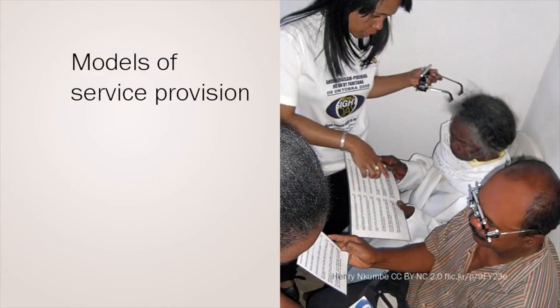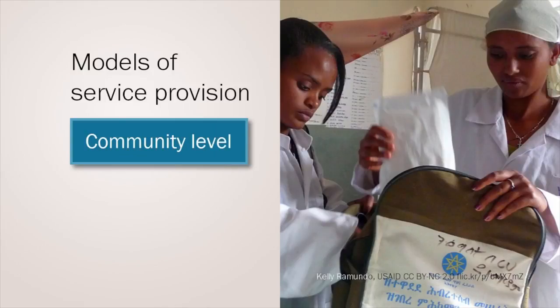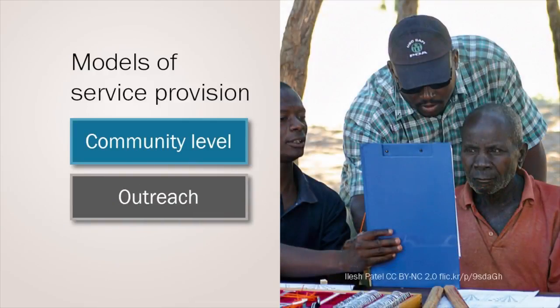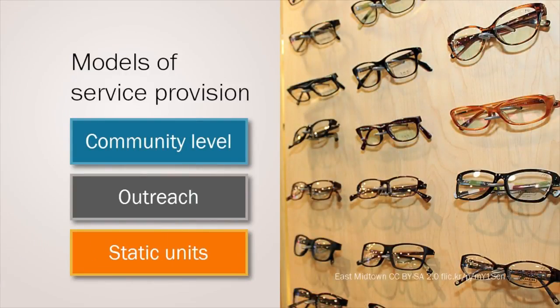Models of service provision for presbyopia vary within health systems, but primary healthcare, static and outreach services should be planned in an integrated way to improve access in the community. At the community level, training for dispensing ready-made presbyopic spectacles should be considered through primary healthcare workers or pharmacists. Outreach screening and dispensing camps can also be used as a strategic service to reach adults over the age of 45. Finally, static units can be used to provide access to ready-mades and also patient-specific multifocals, which require more equipment and skills.